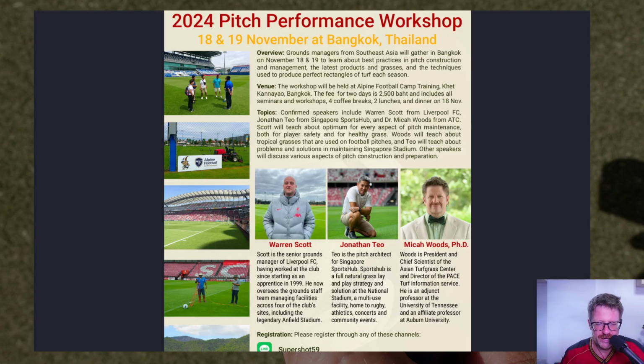And then I'll be talking a little bit also about some different tropical grasses. So this is a 2-day event in Bangkok, and if you're interested in that, check it out. That is an event that's coming up in November.